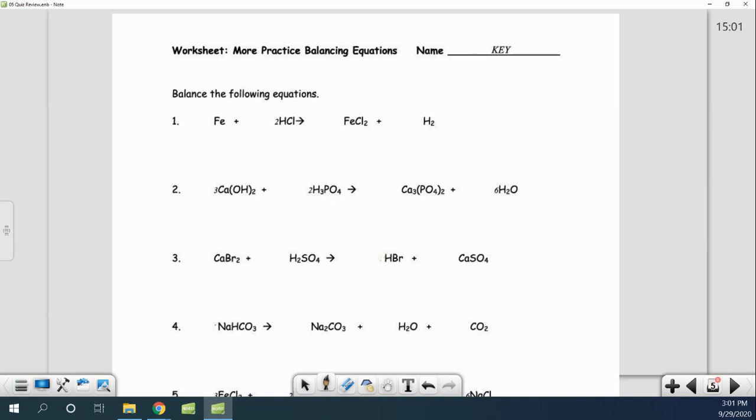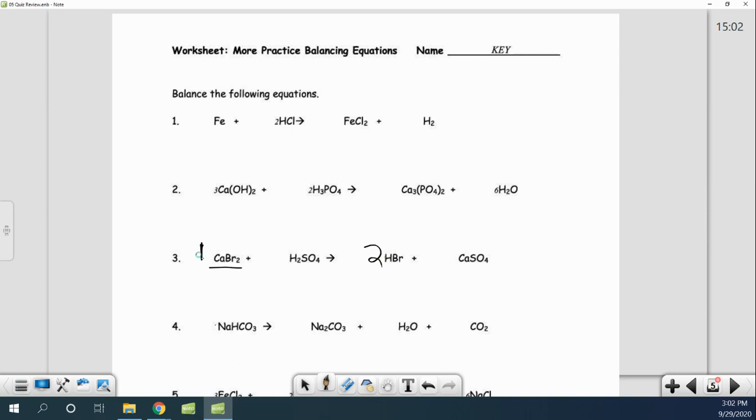All right, number 3. Where do we start here? I've got 1 sulfate, couple hydrogens, 1 hydrogen, couple bromines, 1 bromine. I generally try to avoid hydrogen and oxygen just because they tend to be the hard ones. So I'm going to start here. I got 2 bromines. I need 2 bromines.